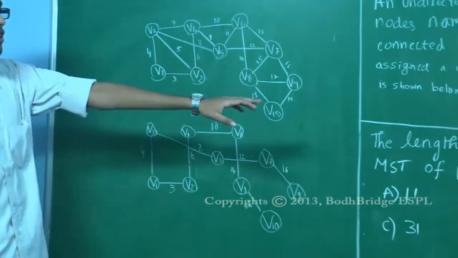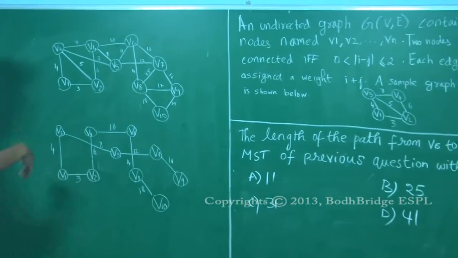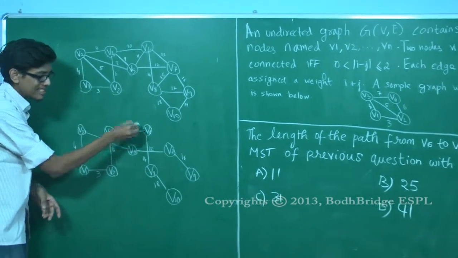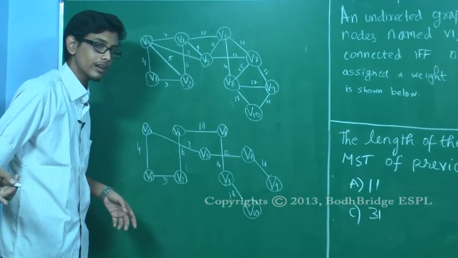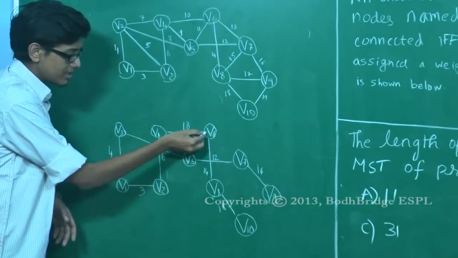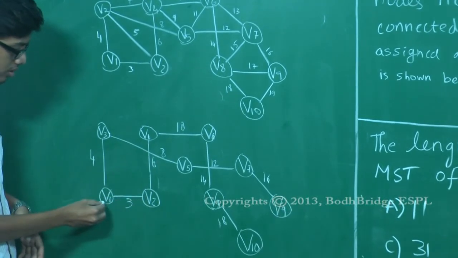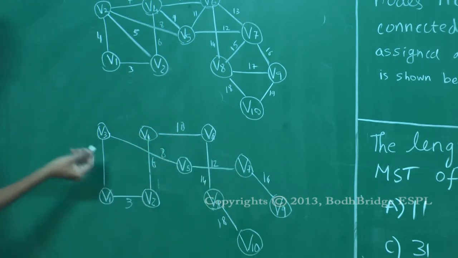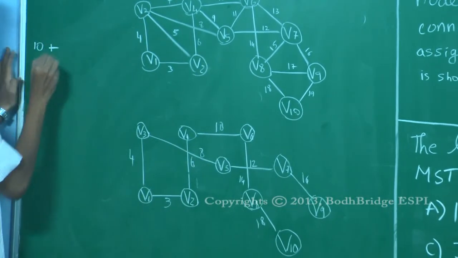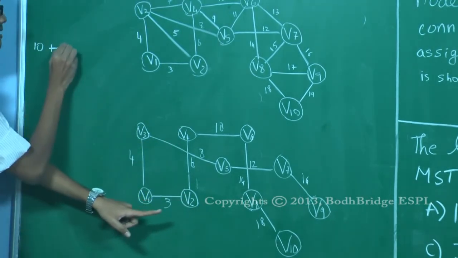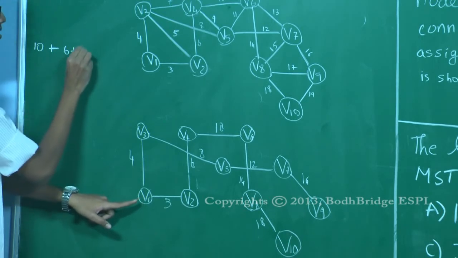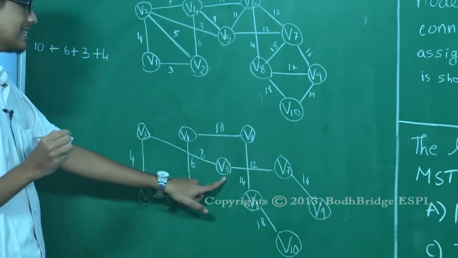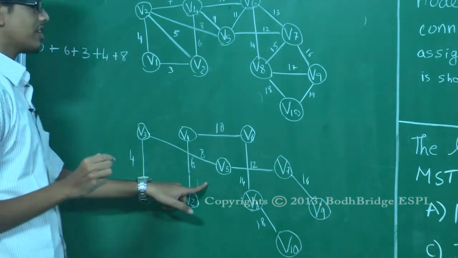The question is, what is the length of the path from V6 to V7 in this minimum spanning tree? So we come here, we start from V6. Since it's a tree, there is only one path between any two nodes. So we start from V6, V6 to V4, to V2, to V1, to V3, to V5 and to V7. That is the path. So the length of the path is 10 plus V4 to V2 is 6 plus V2 to V1 is 3 plus V1 to V3 is 4 plus V3 to V5 is 8 plus V5 to V7 is 12.